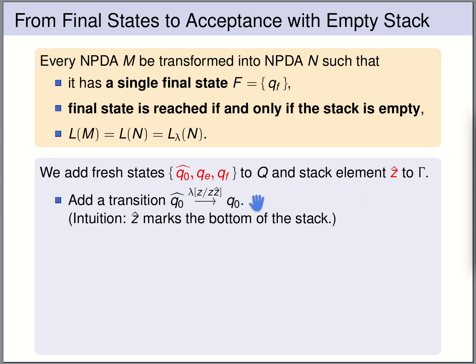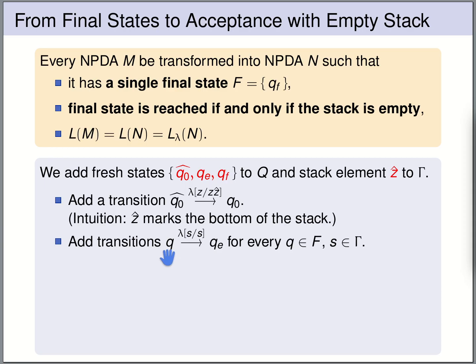Now we add transitions to our automaton. From Q0 hat, we add a lambda transition to the old starting state Q0. And what does this lambda transition do? It does not consume any input, but it adds this fresh stack symbol Z hat to the bottom of the stack. And the intention here is this is a fresh stack symbol, so the old automaton cannot remove it from the stack. So the old automaton cannot empty the stack anymore, but the old automaton can still do the usual operation on top of Z hat.